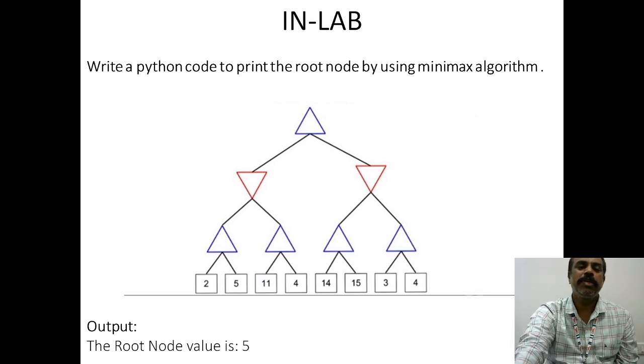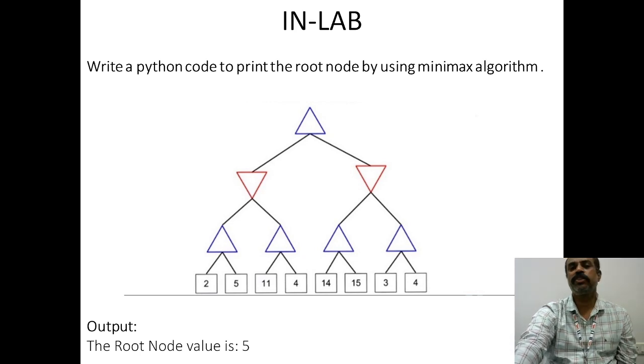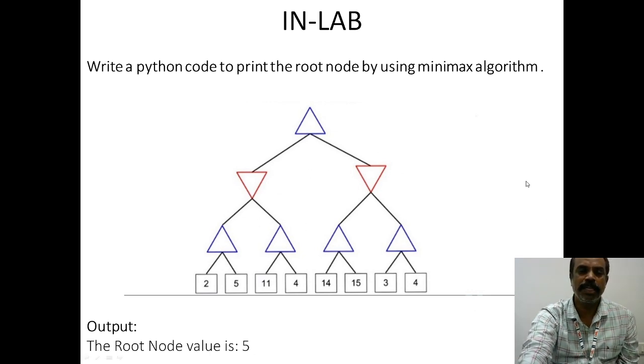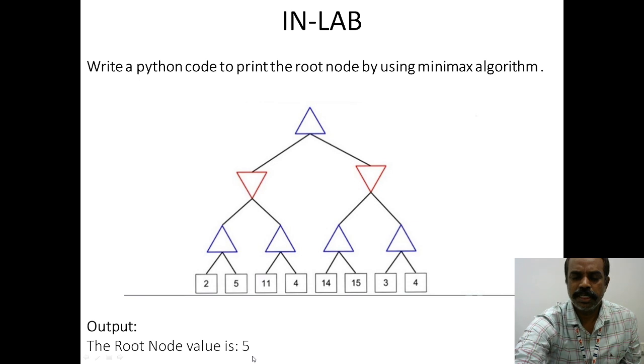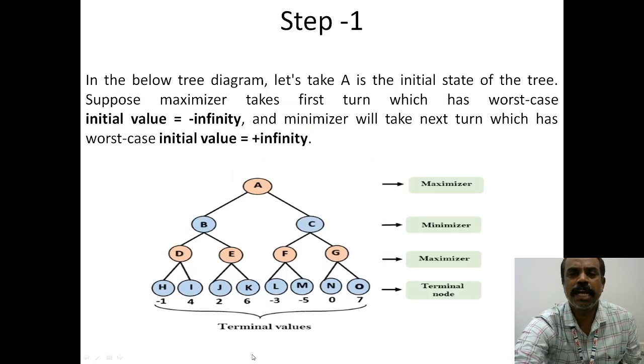Coming to the in-lab, we need to write a Python code to print the root node by using the minimax algorithm. For this example, after applying the minimax algorithm, the root node value is 5. I'll try to explain this with the pre-lab example.